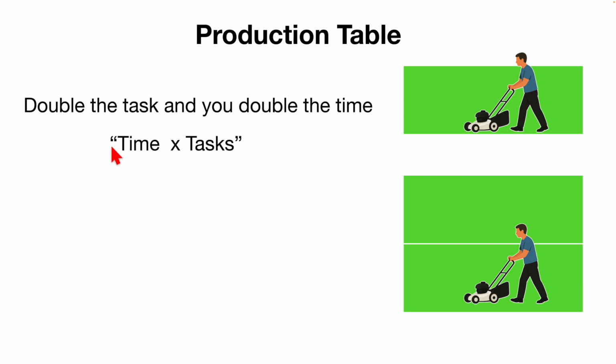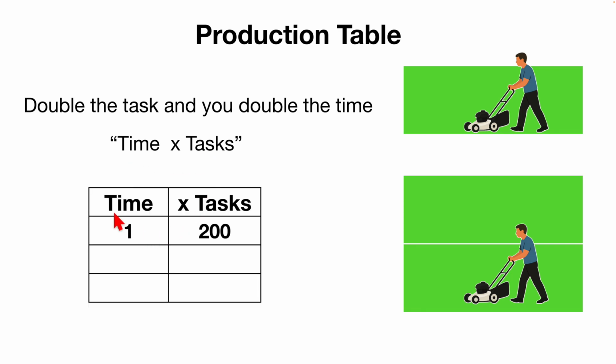Not a surprise. And I remember it with this: time times tasks. It'll make sense later when we look at a table. Time times tasks. We know the data. It takes 1 hour to do 200 square meters. So if it's 400 square meters, well, we've doubled the tasks and we're going to times this by 2. We get 2 hours. Similarly, if we halve the time, we've gone from 200 to 100, we've halved the task, I should say, then we half the time. It'll only take half an hour.